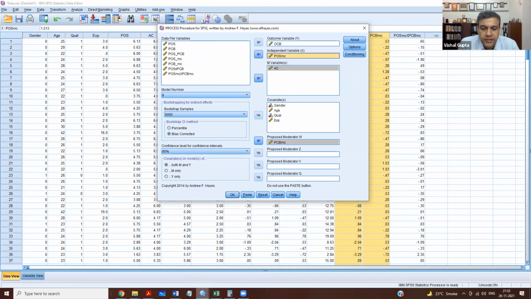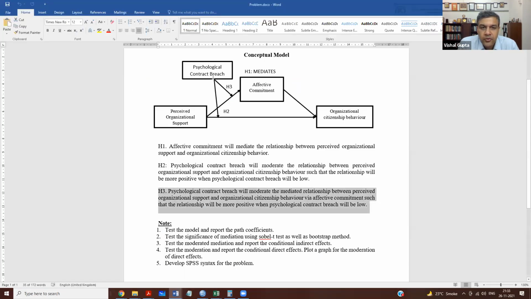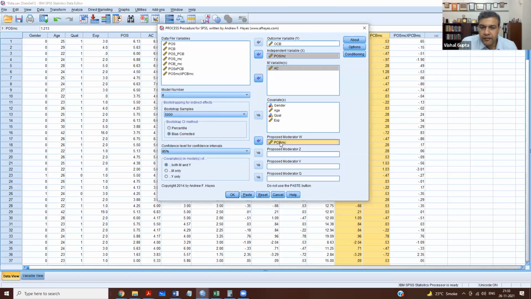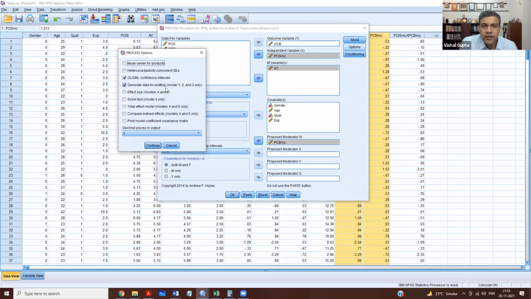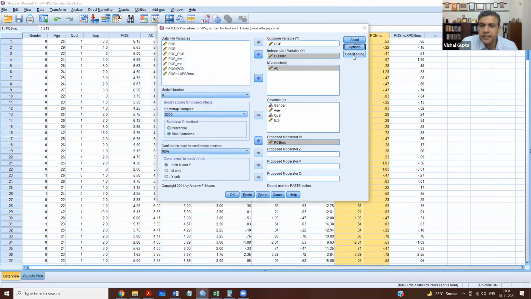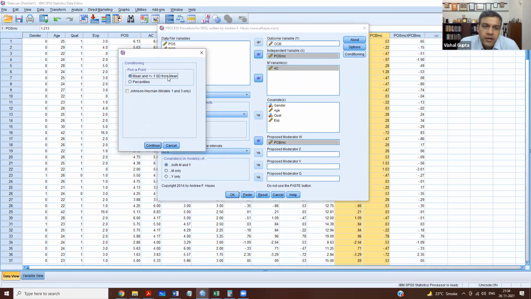Why mean-centered? Because remember, we will be doing the product of POS and psychological contract breach, and I told you that you should always mean-center in order to make the coefficients interpretable and also to tackle the collinearity. So we have introduced our moderator W, PCB. Options, now we don't need to do because these are only applicable for the first 6 models. So what we will do is just leave it as it is. Conditioning, we'll continue with mean plus minus 1 SD.